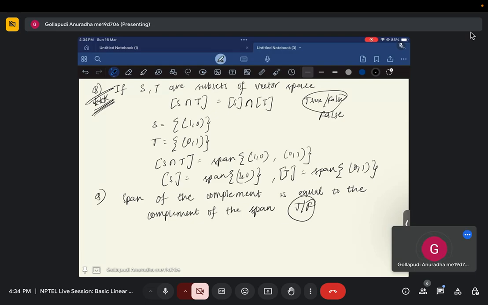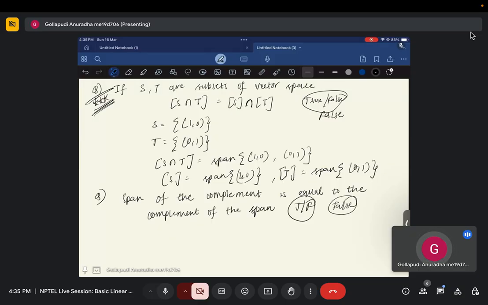Okay, let me tell the answer. So it's basically false. First of all, let's try to put this in mathematical terms. So, the span of the complement.